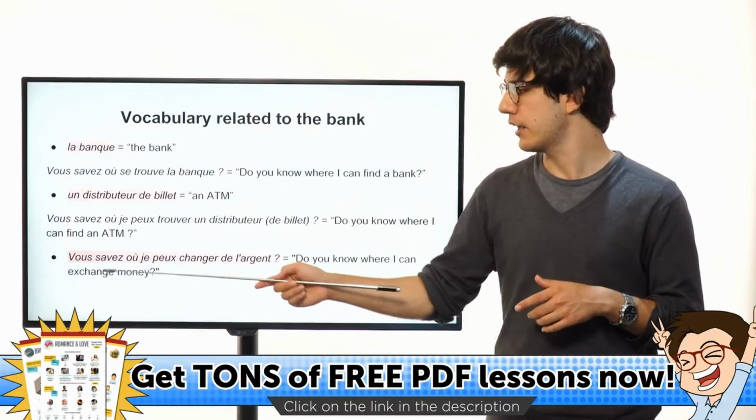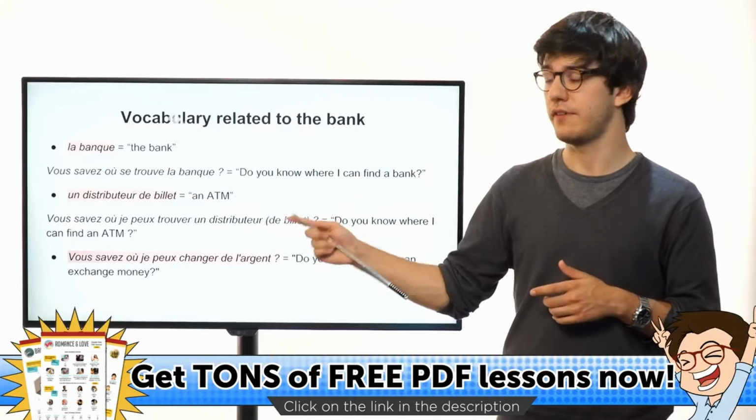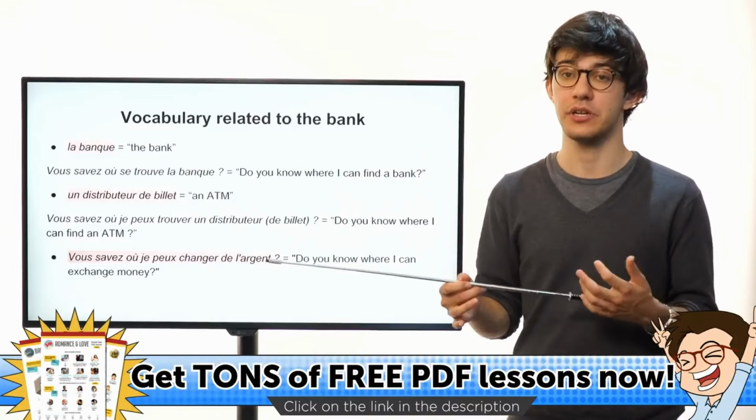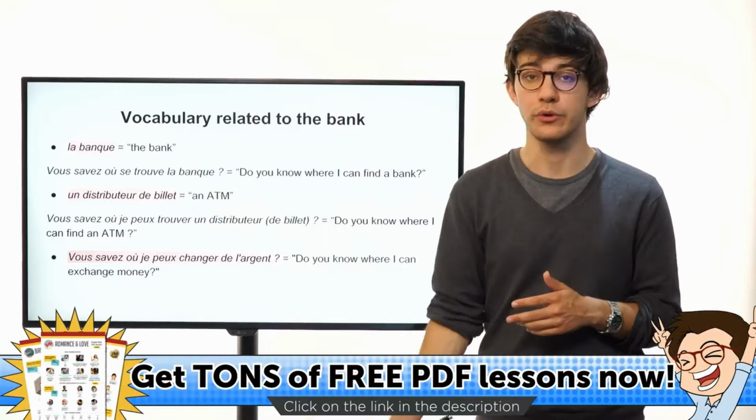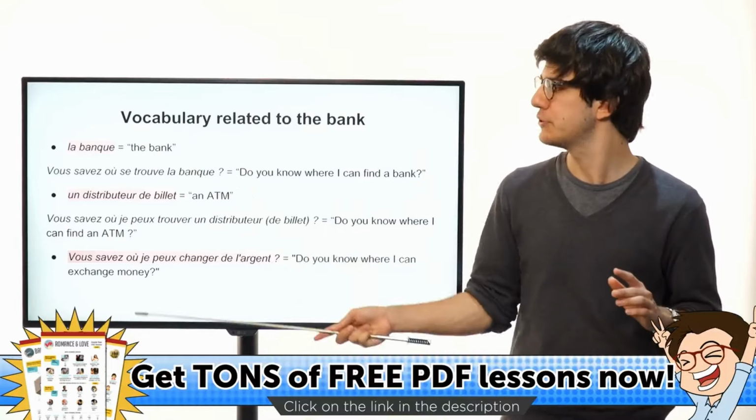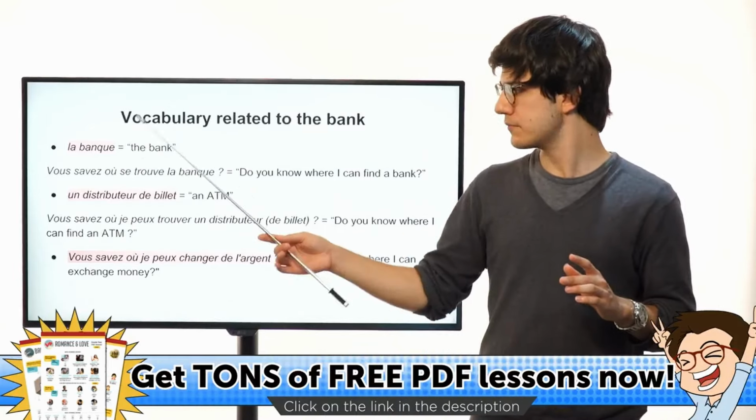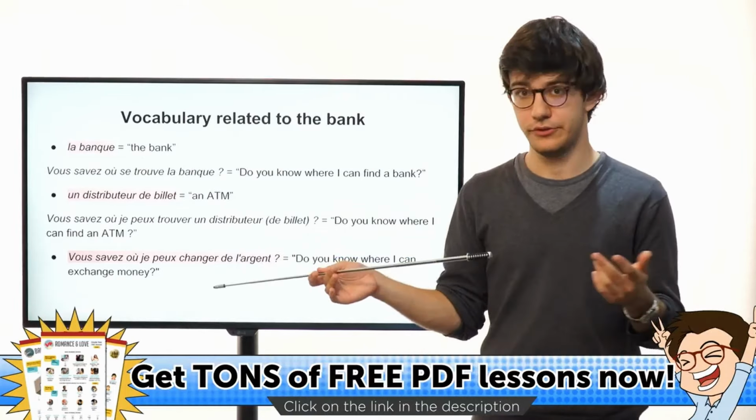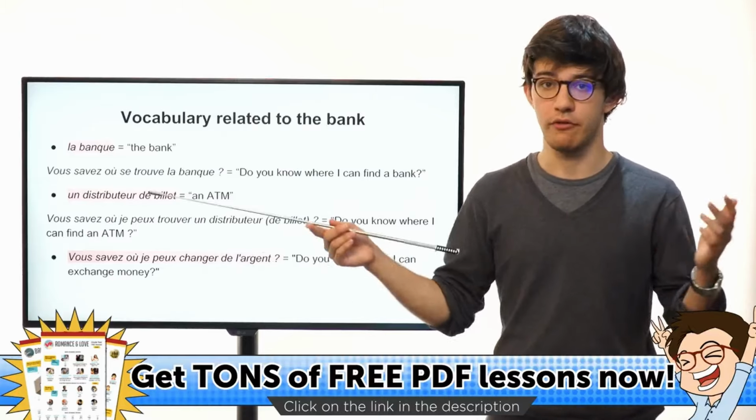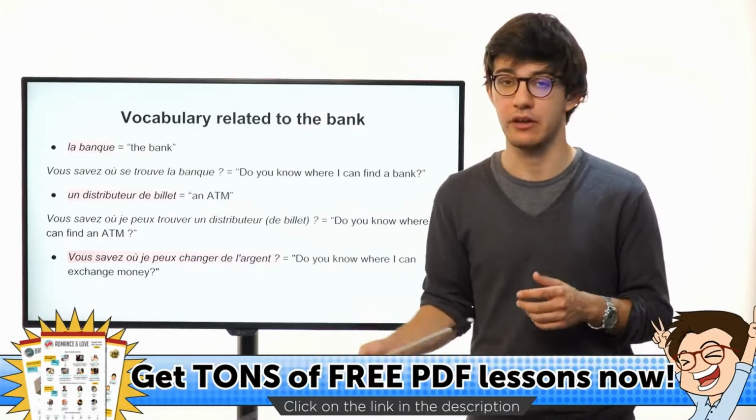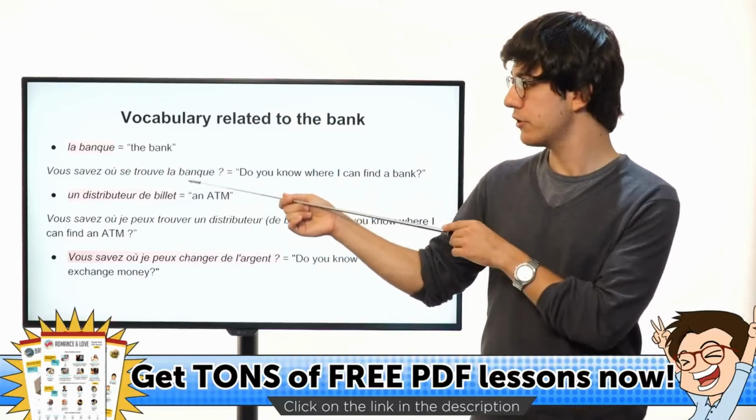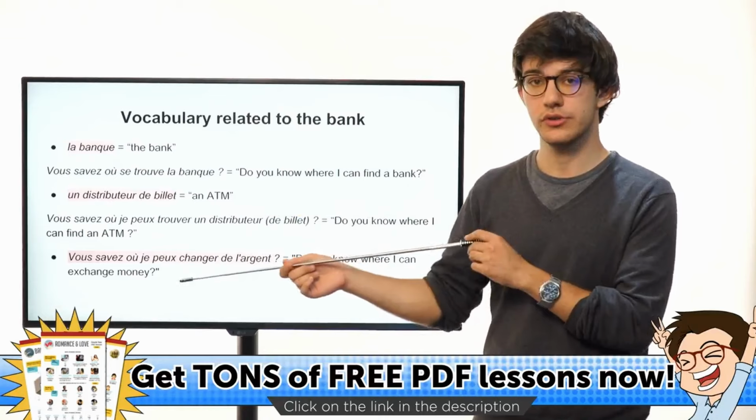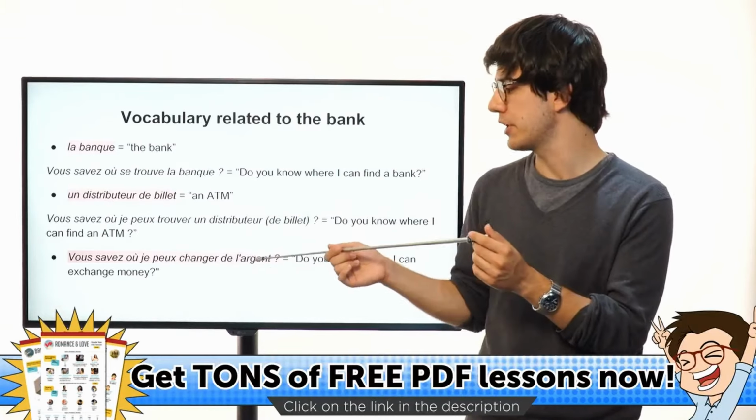If you're looking for the bank, you know how to find a bank, you know how to find an ATM, and you know how to find a place where you can exchange money. That's three kinds of locations important for you to know, and that can be really helpful for you to get all your needs when you are in Paris or in France or in any country that is speaking French. So, banque, distributeur de billets, and changer de l'argent, a place where you can exchange money.